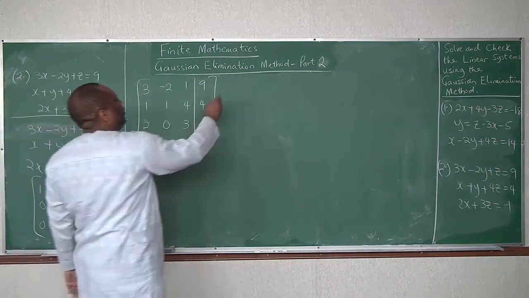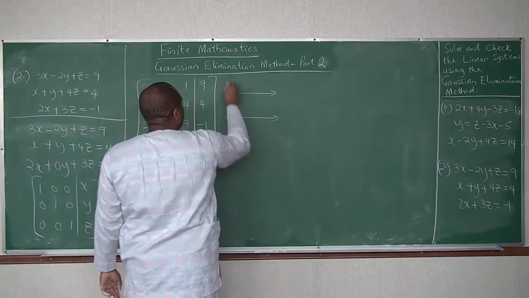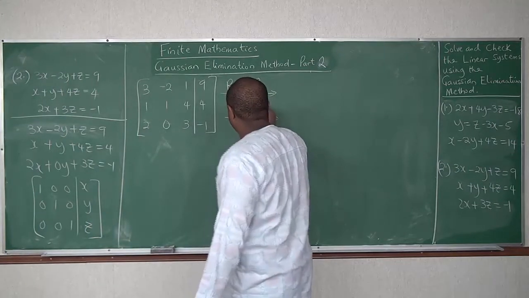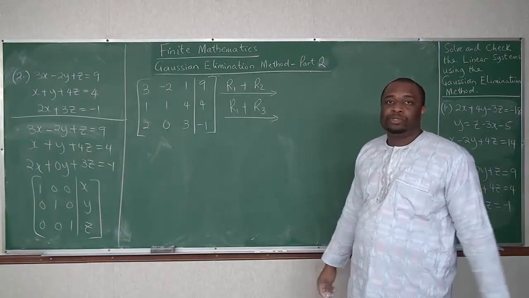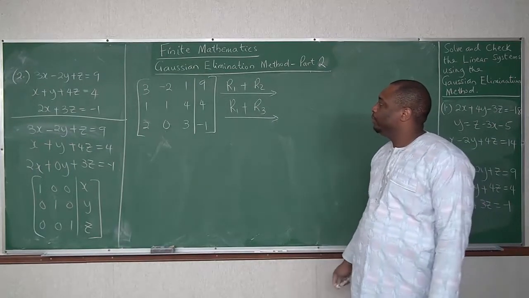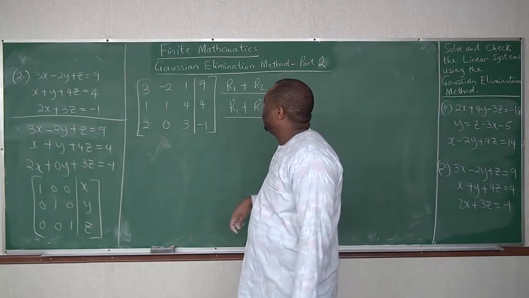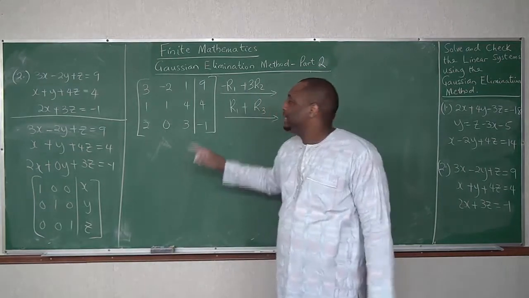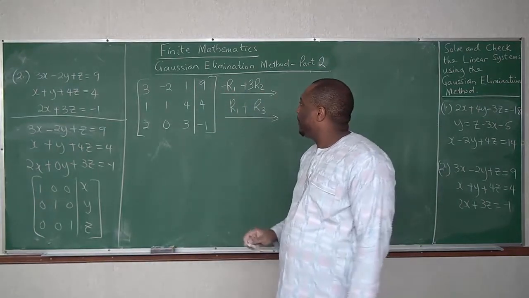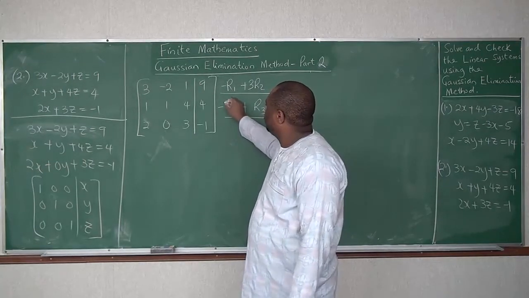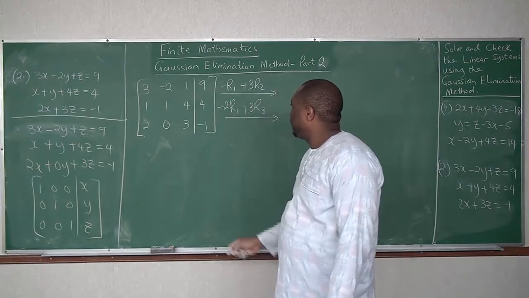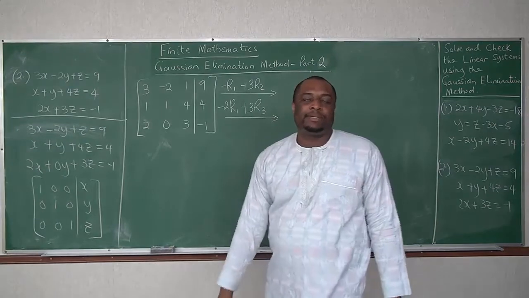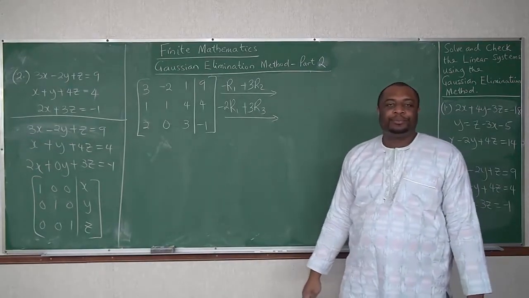Now, the first thing we do, what are the operations we use? We use row 1 to operate on row 2, and we also use row 1 to operate on row 3. So let's fix the operations. This will be -r1 plus 3r2. Let us test it. -3 plus 3 is 0. And this will be -2r1 plus 3r3. Let us test it. -2 times 3, -6, plus 3 times 2, 6. -6 plus 6 is 0. So we can proceed.